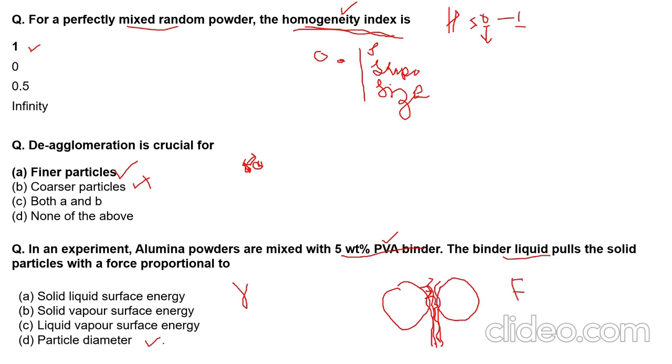The force will be proportional to the particle diameter, because if it is a larger particle, the forces will be less, but if it is a smaller particle, the forces of agglomeration will be large. That is why, when you're talking about finer particle deagglomeration, the force acting for a small diameter particle will always be high. That is why it will be a function of particle diameter. But what out of these is the right answer? Solid liquid, solid vapor, or liquid vapor?